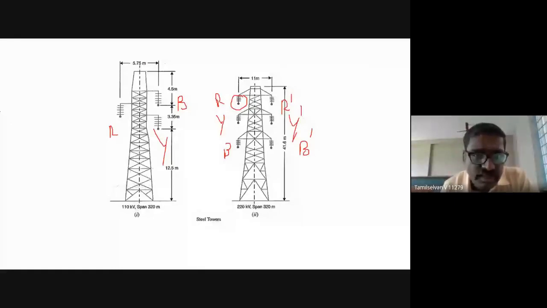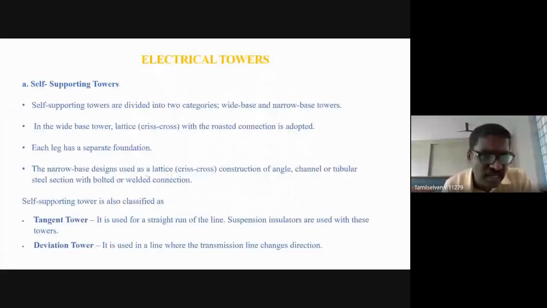So this is nothing but this crisscross. This crisscross is going to be called a lattice cross. In the wide base of the tower, the lattice crisscross with the roster connection is adopted. Each leg has a separate foundation. We'll use a separate foundation for each leg.